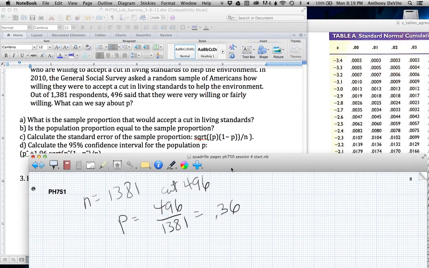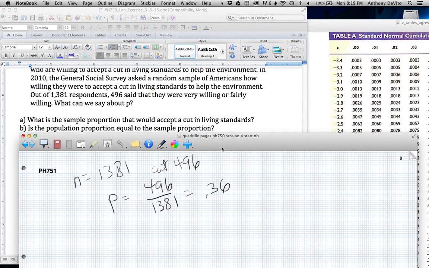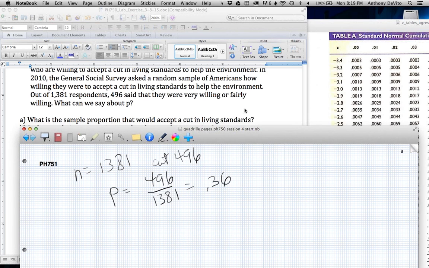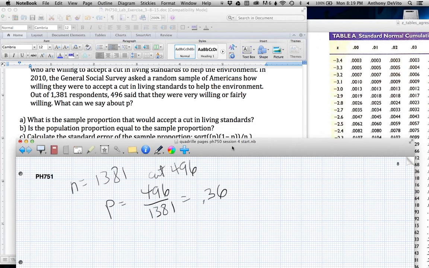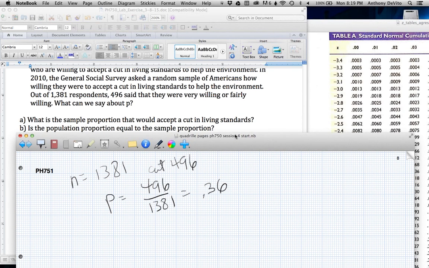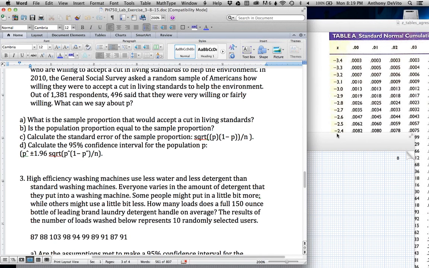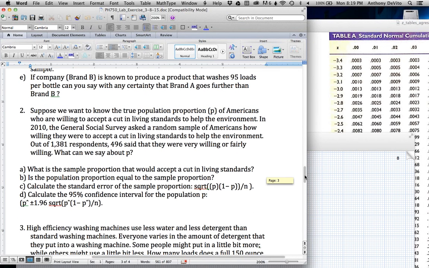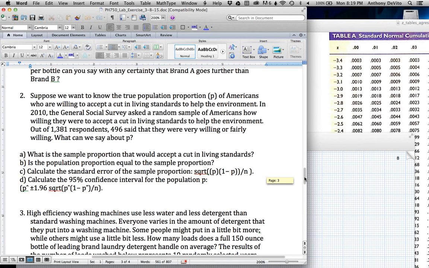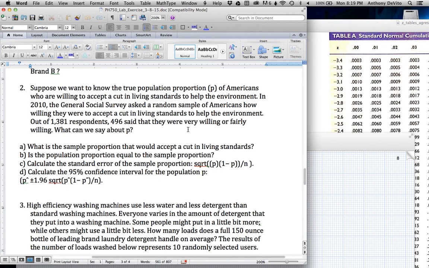Okay, let's see. Is it a random sample of Americans?